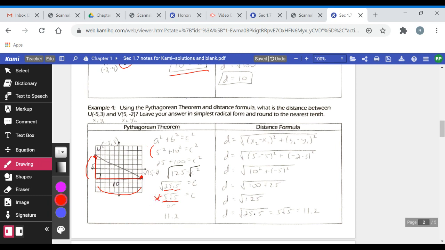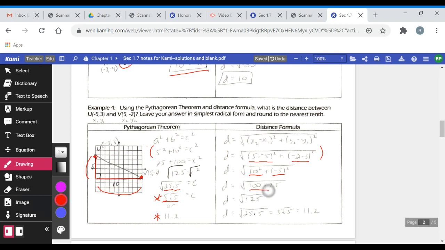So this way is leaving it in simplest radical form, and this way is leaving it rounded to the nearest tenth. You can see when you start working out the distance formula over here, when you plug your x's in here and go 5 minus -5, and when you plug your y's in here, -2 minus 3, it starts looking a lot like the Pythagorean theorem. Here I ended up with 5 minus -5 is 10, so I'm going to square that. Over here I ended up with -5 squared, which, if you keep parentheses around that -5, then whenever you square that, you end up with a positive.